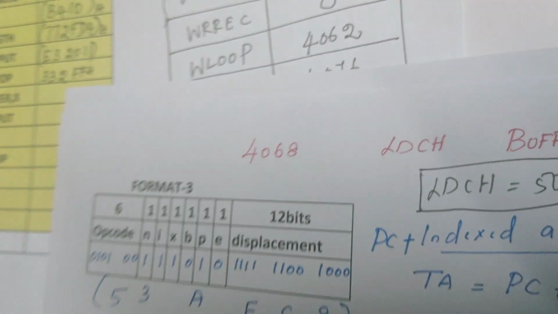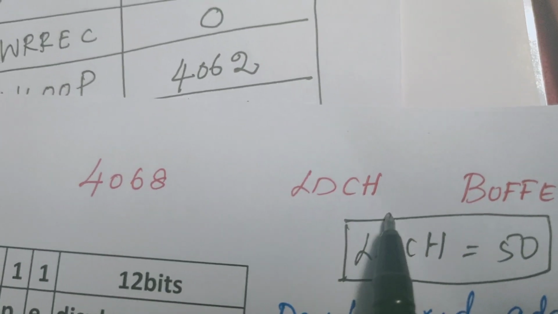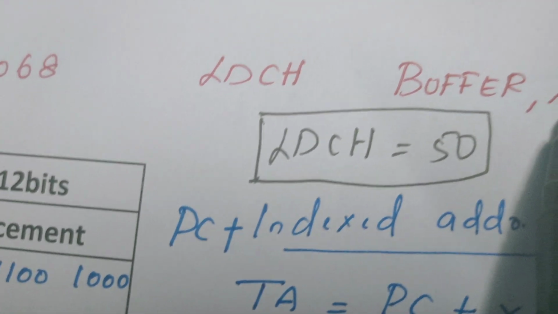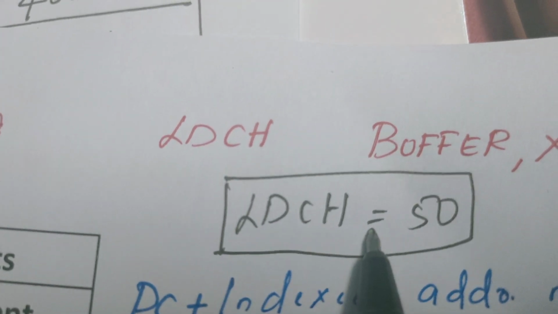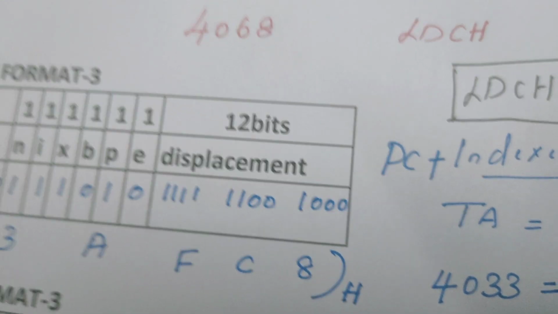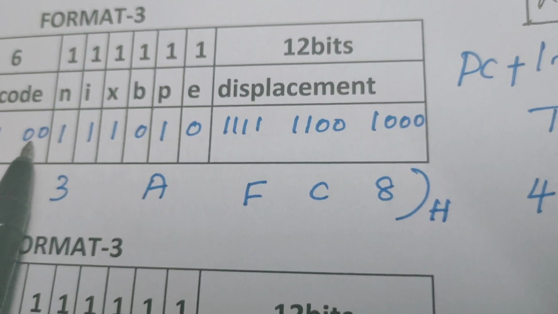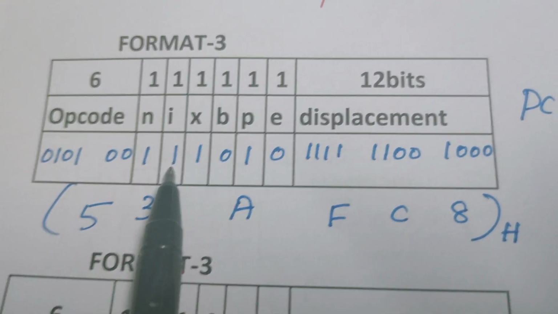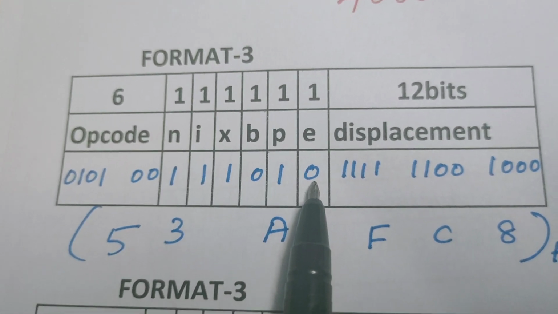Now, let me do the next instruction. Load character buffer comma x. There is a memory reference and one of the operands is x. So there is a possibility it can be PC relative plus indexed addressing mode. For the load character, the opcode value is given as 50. So I have entered the value here as 50101. For 0 we have entered only 00. It is neither indirect nor immediate, so n is equal to 1, i is equal to 1. But it is indexed addressing mode, so x is equal to 1. E is equal to 0 because it is format 3.